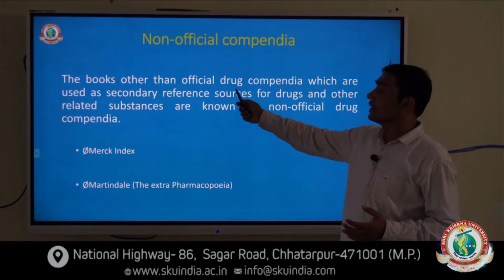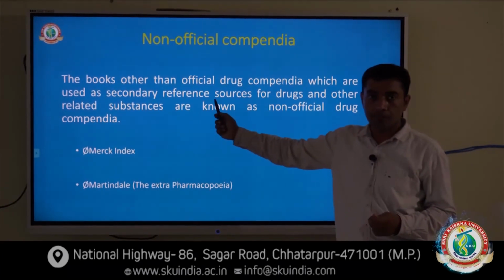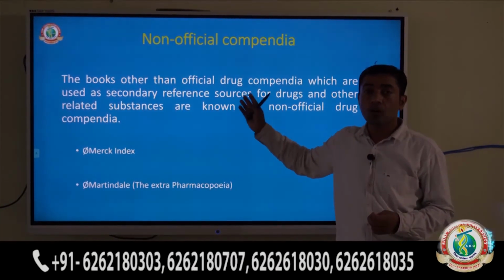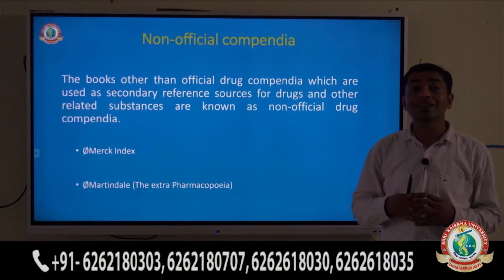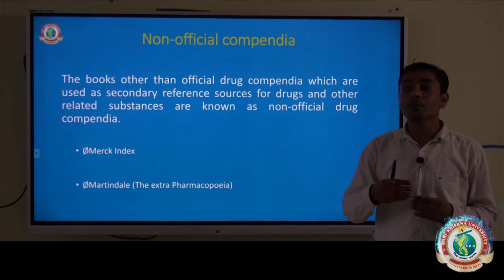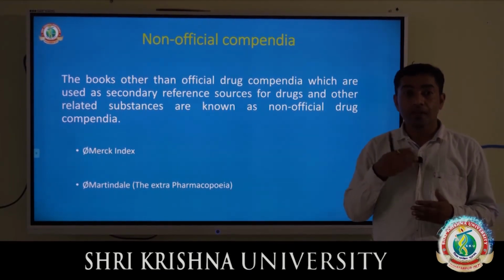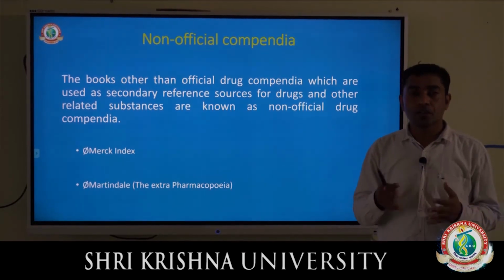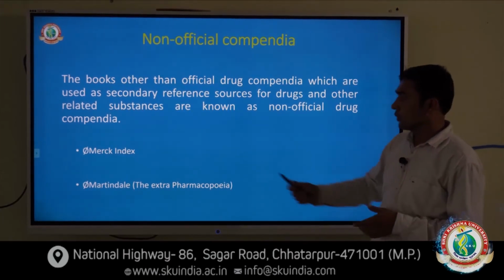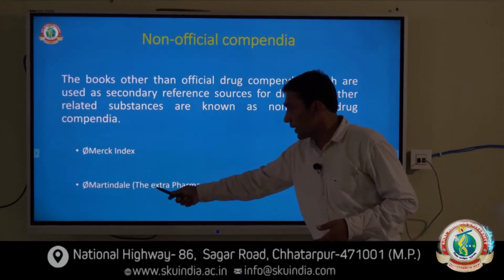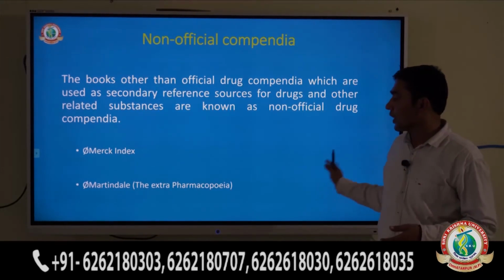These are books other than the official drug compendia, which are used as a secondary reference. These non-official compendia are also reference books, but they are secondary standards, meaning they will be used after the national pharmacopoeia, like the Indian Pharmacopoeia or the USP. Examples are the Merck Index, Martindale, and the Extra Pharmacopoeia. That is the name, the Extra Pharmacopoeia.